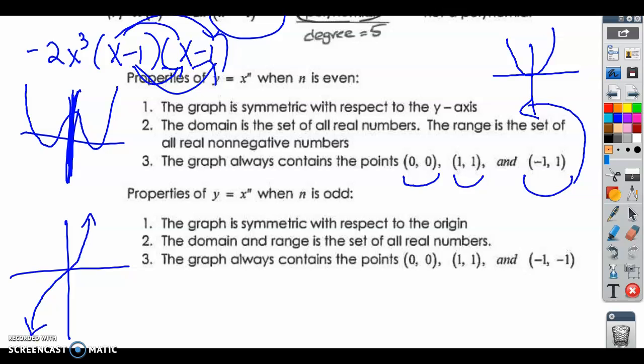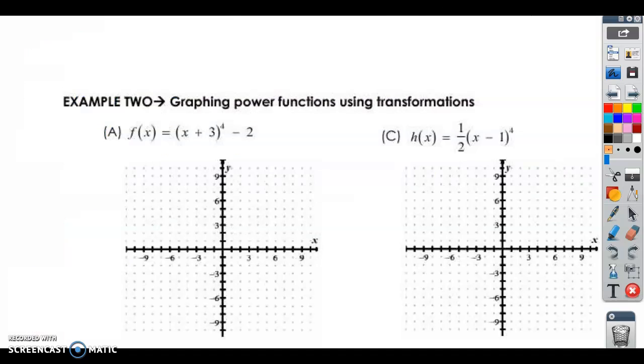So we're just going to take those 3 points and we're going to plot them and move them wherever we need to move them based on what graph we have. So for example, A, we notice that the exponent is even. So that is going to be symmetric with respect to the y-axis. So you're going to think about graphing kind of like a parabola.